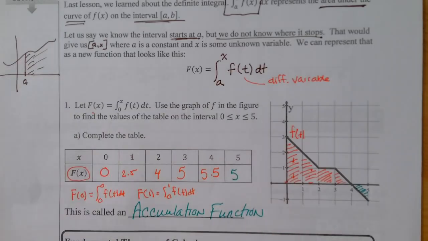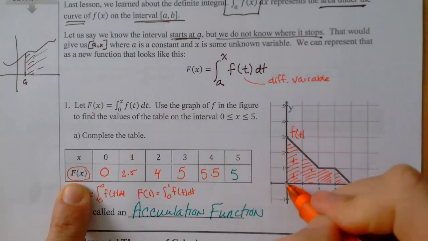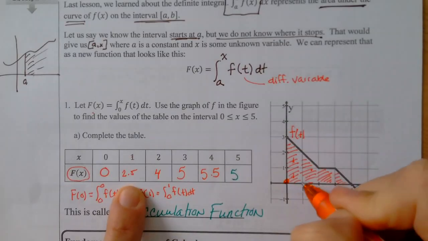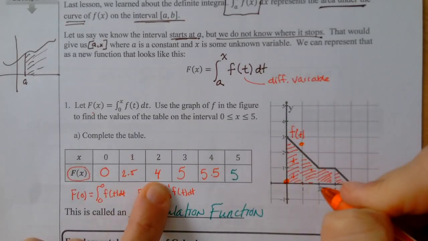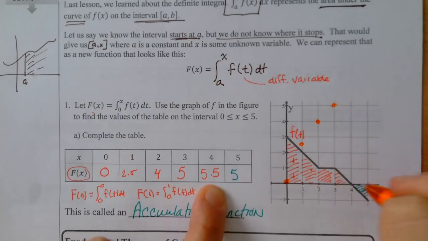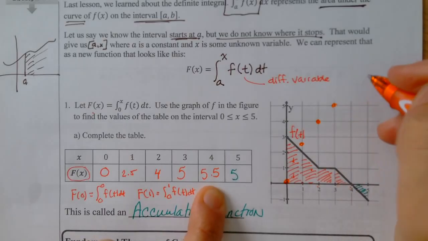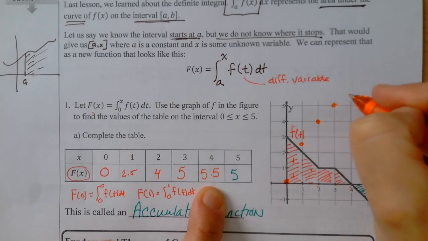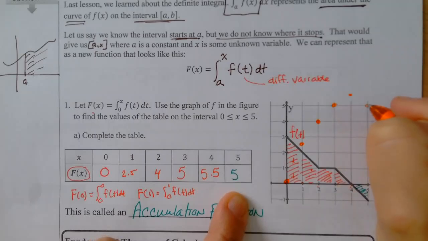Now, if I wanted to graph out what this function looked like, I could plot these points. At 0, it's at 0. At 1, it's at 2.5. At 2, it's at 4. At 3, it's at 5. At 4, it's at 5.5, so someplace up here. And at 6, it's back at 5.